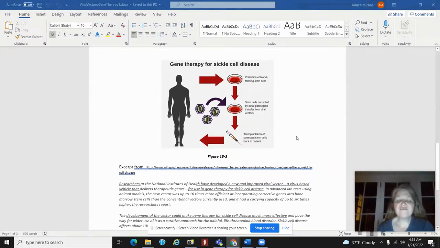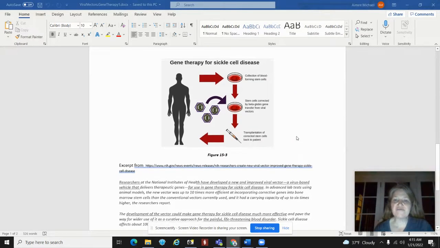So instead of delivering therapeutic medications, instead of treating the disease in other ways, this type of therapy treats the disease at the cellular level, at the level of DNA. Now, how is this different from creating GMOs? In gene therapy, you're not inserting genetic information from another species or another organism. You're only inserting a correction.